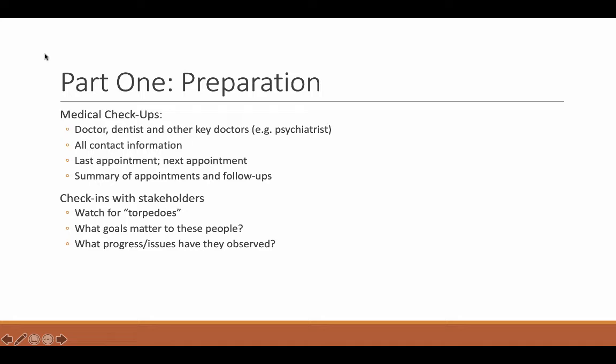So the doctor and dentist or other key doctors such as a psychiatrist, or maybe a person has diabetes and goes to an endocrinologist or other specialist, we want to go and see those people at least once a year and either get a written report from them or take notes of what they have to tell us. In our report that we're going to be doing, we're going to actually include the summaries of those appointments, including the date that they occurred, and we're going to set a date for the next one.